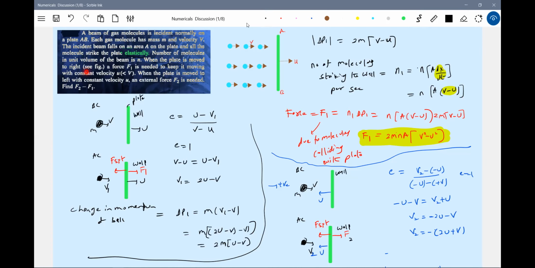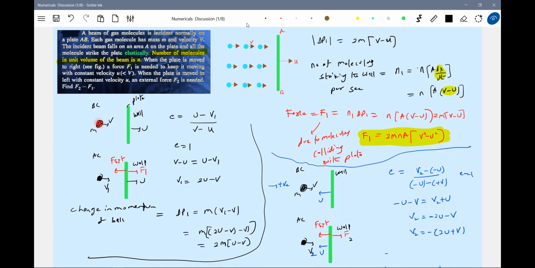The number of molecules in unit volume of the beam is n. There is one piece of data we will take help of, which is n, the number of molecules per unit volume. When the plate is moved towards the right, the external force required is F1, and when the plate is moved towards the left, the external force needed is F2. We have to get the difference of these two forces, F2 minus F1.